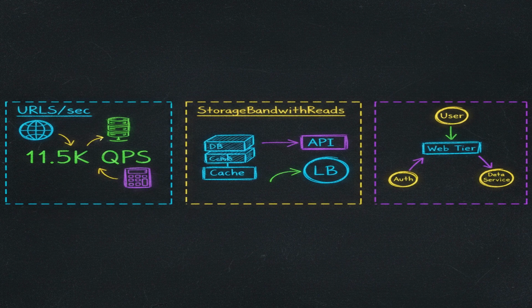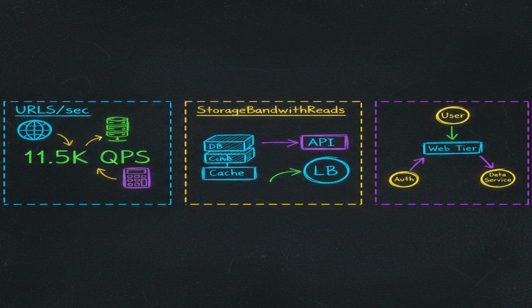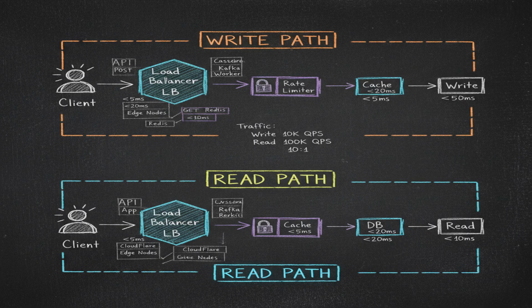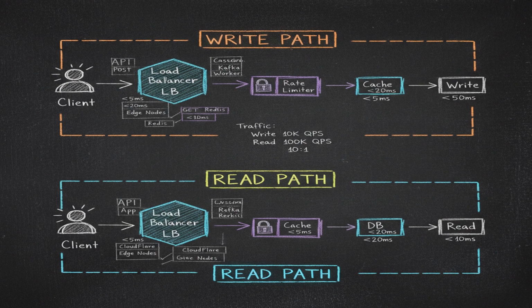We also need to consider the QPS for reads, which will be much higher than writes. If each shortened URL is accessed 100 times a day, that's 11,500 reads per second. Now that we have a solid understanding of the requirements, let's dive into the high-level design.